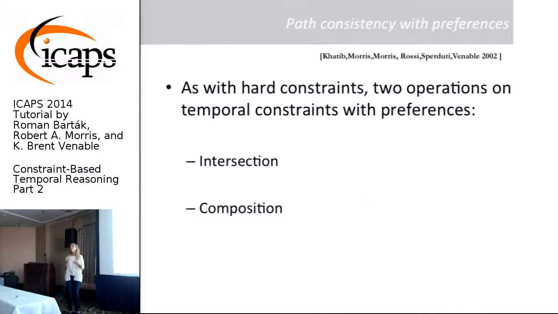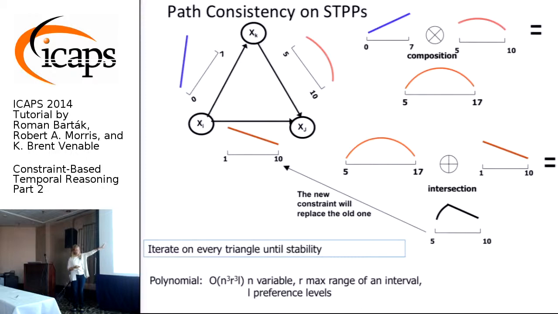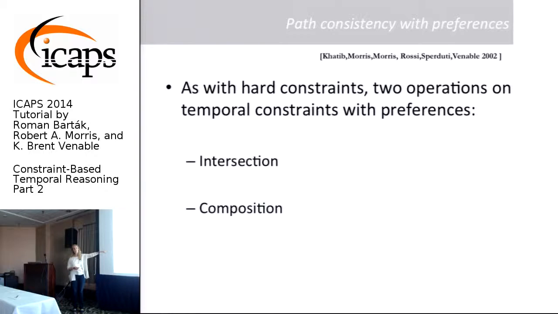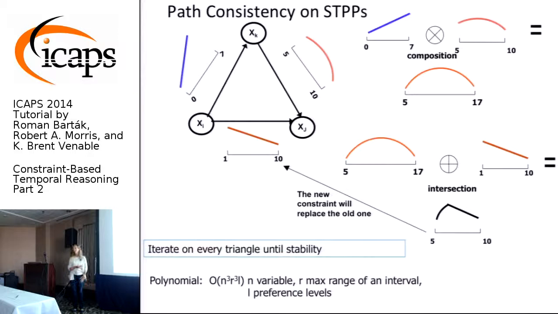So how can we find an optimal solution? The two ways in which Roman described for STPs have both been generalized to work with preferences. One is to generalize path consistency as it is, right? So generalize the notion of intersection and composition. And you remember, what do you do when you do path consistency? You look at all the triangles. You compose the constraints that are on these two edges. So what does composing mean? I'm going to take the interval that contains all the elements which can be written as a sum of these two. And what do I do with the preference?